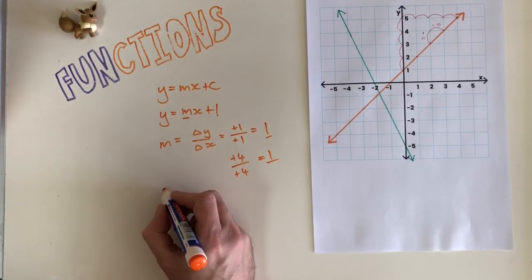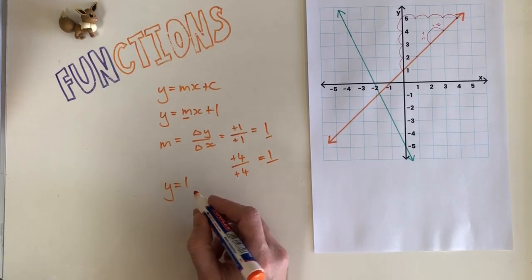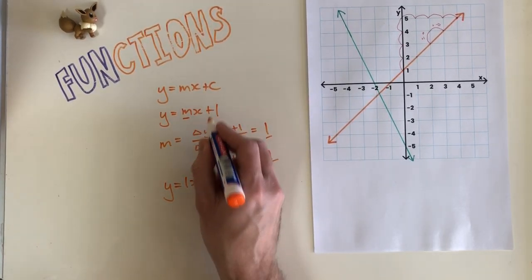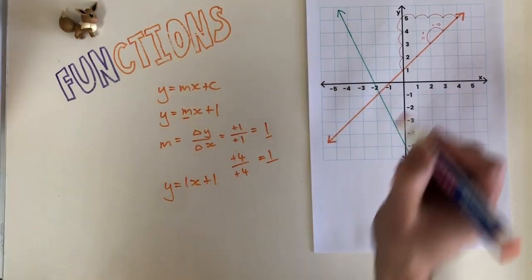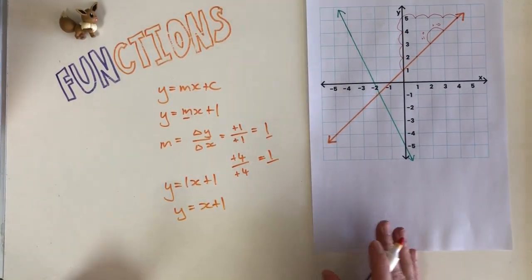So for this line, our equation would be y is equal to 1x. We don't really have to write the 1, but I'll just write it there anyway, x. And then the plus 1 we got from the y-intercept. So y is equal to x plus 1. Pretty simple. Okay, so let's look at the green one.